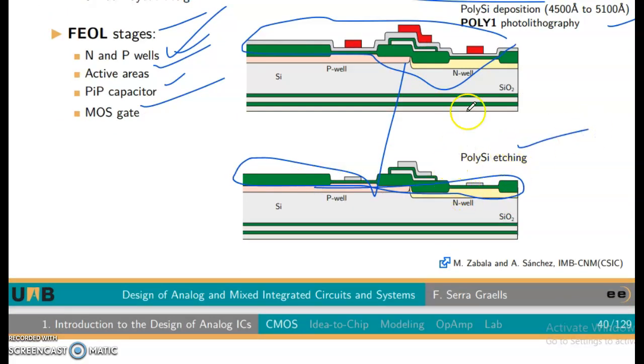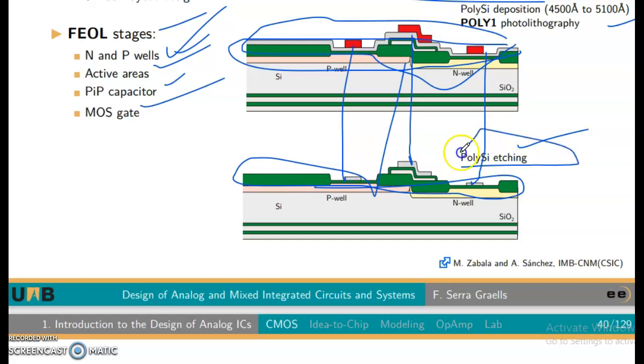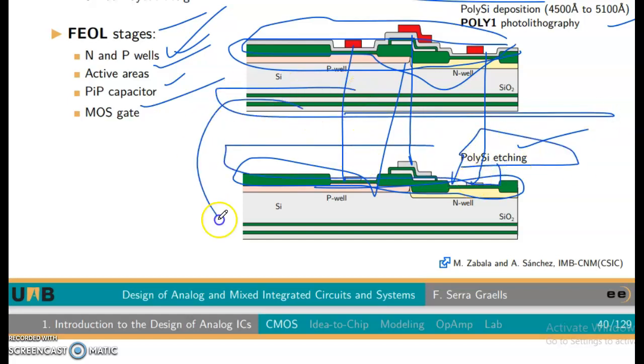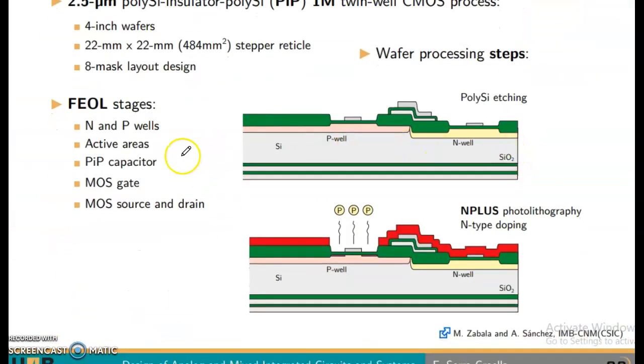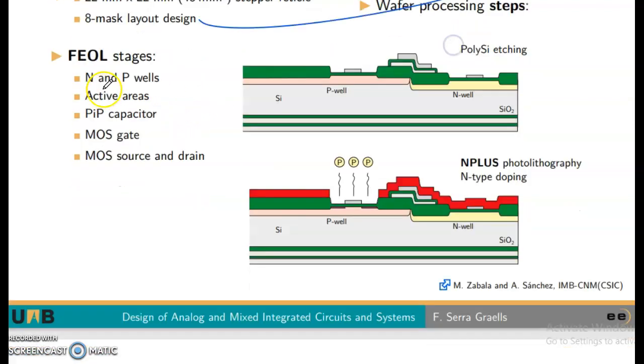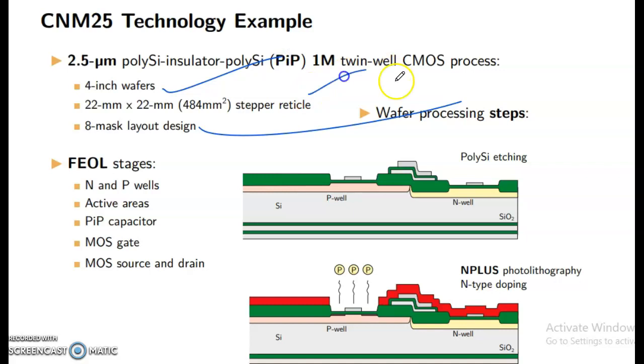Polysilicon etching. Polysilicon etching. That's right. Clean. This resist not available. Okay. Etching. This is etching. Here also same. Okay. Then 8 mask layout design for wafer layers. Then N and P wells, active areas, PIP capacitor, MOS gate, MOS source and drain. Okay.